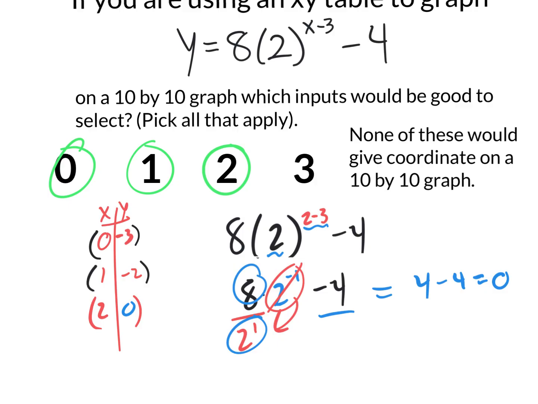Try plugging in a 3. The 3 is probably the easiest one to plug in because 3 minus 3 is 0. Anything to the 0 power is 1. 8 times 1 is 8. And 8 take away 4 is 4. So plugging in a 3 gives you out a 4. So technically, every single one of these inputs would work on a 10 by 10 graph. You'd be able to get coordinates on a 10 by 10 graph. Let's do one more, and then we'll be done.